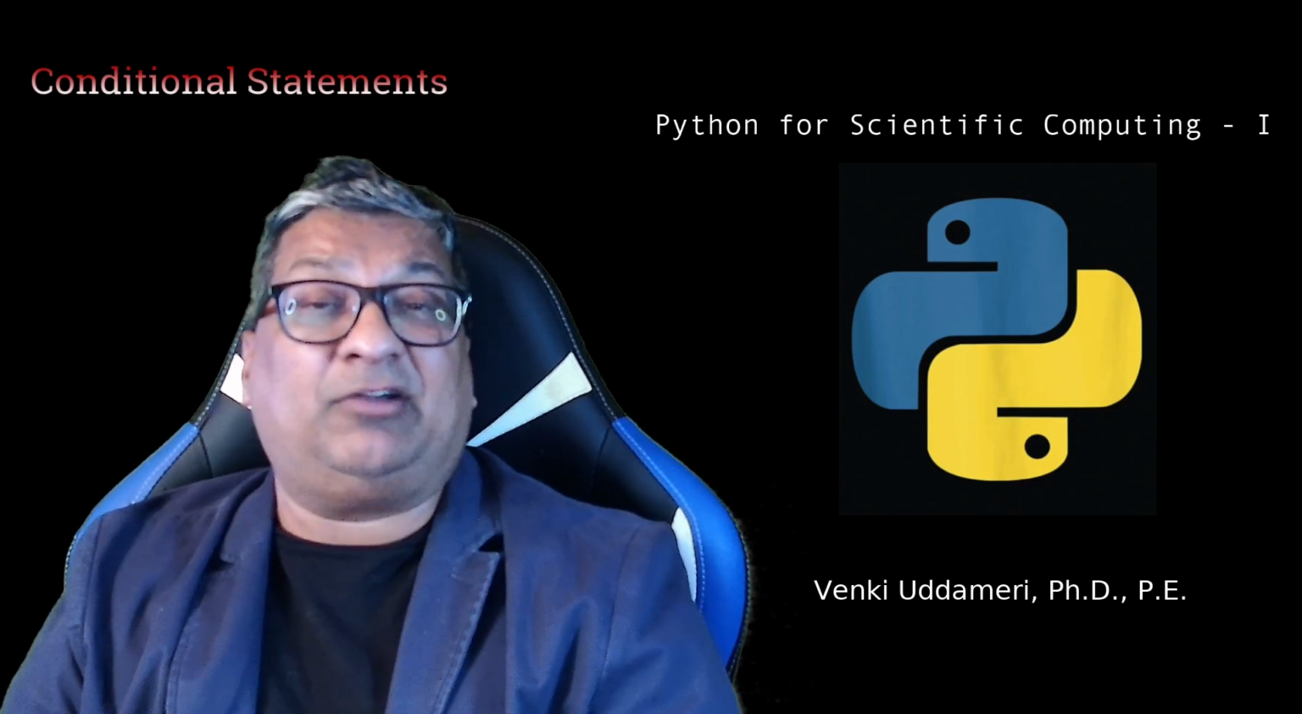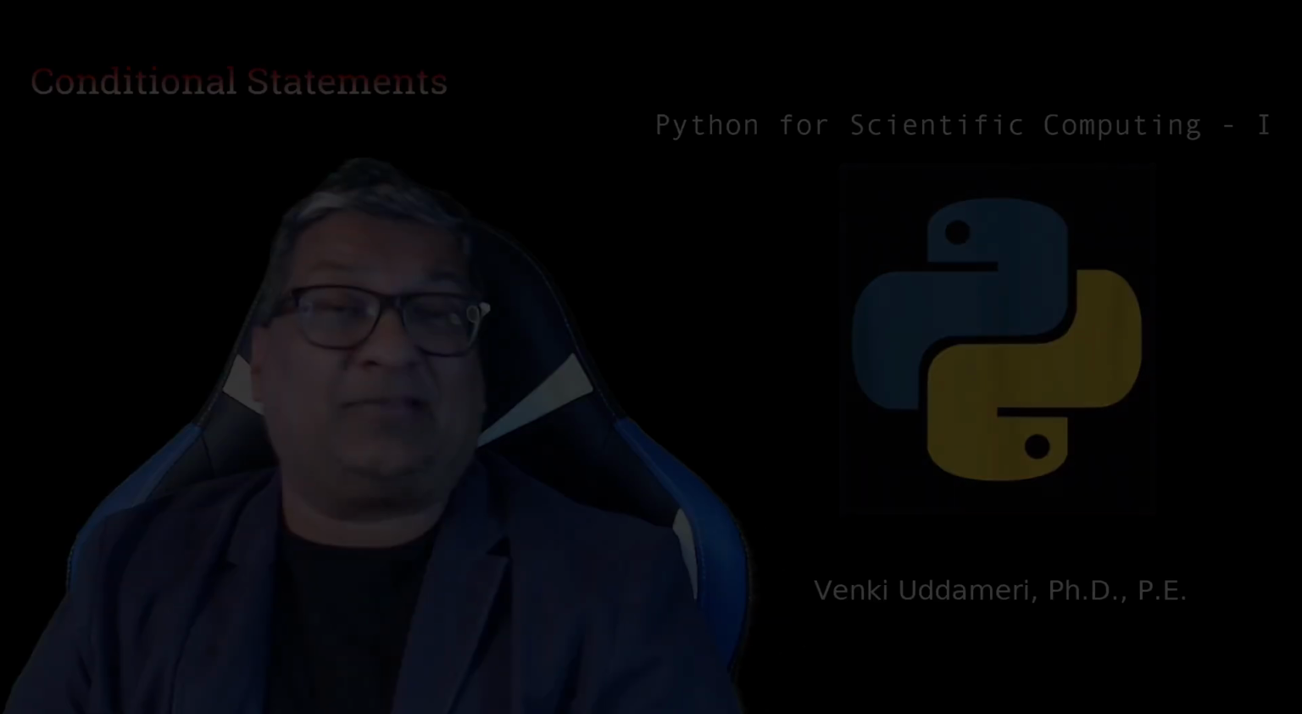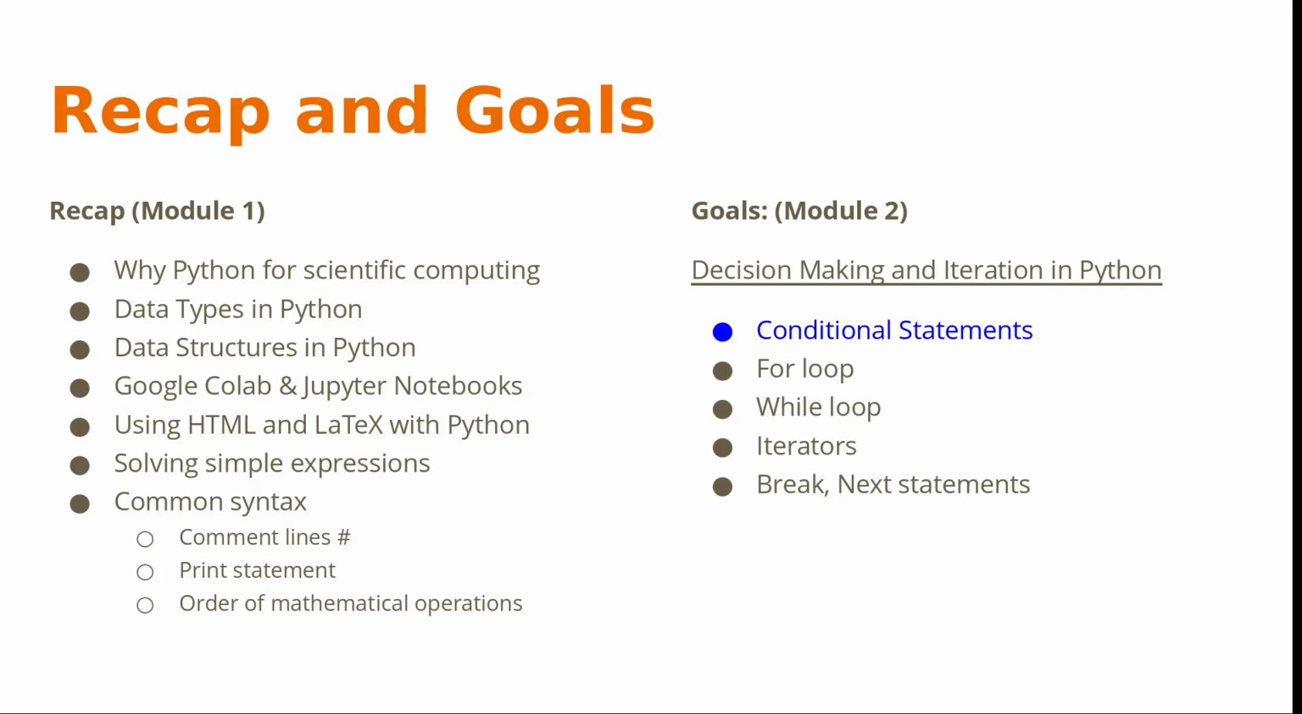So in today's video, let's take a look at the branching statements that are available to us through Python. Before we delve into our lecture, let's recap what we have done so far. We started off this video series by studying why we want to study programming, and in particular Python, for scientific computing. We looked at various data types that are available to us in Python, as well as data structures to deal with sequences of data in Python.